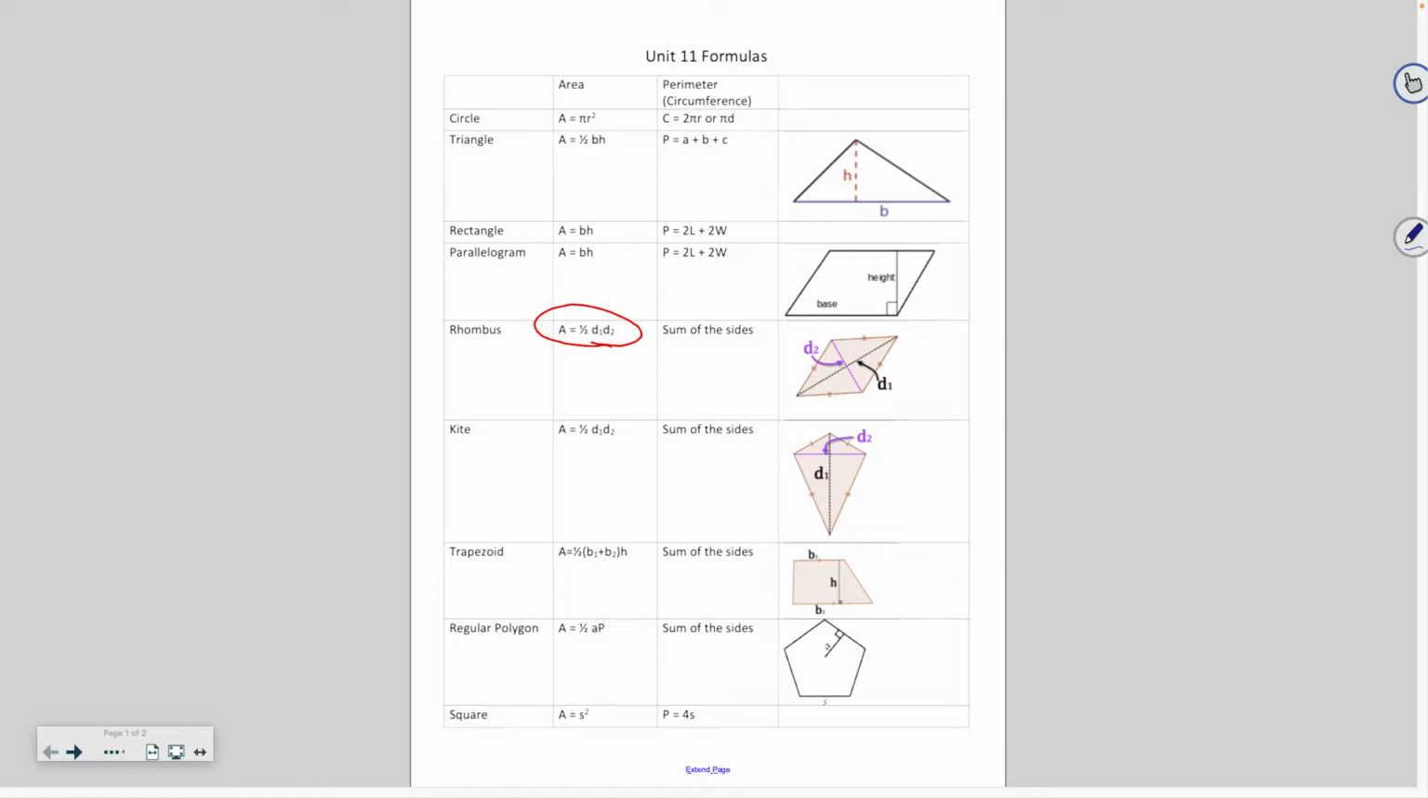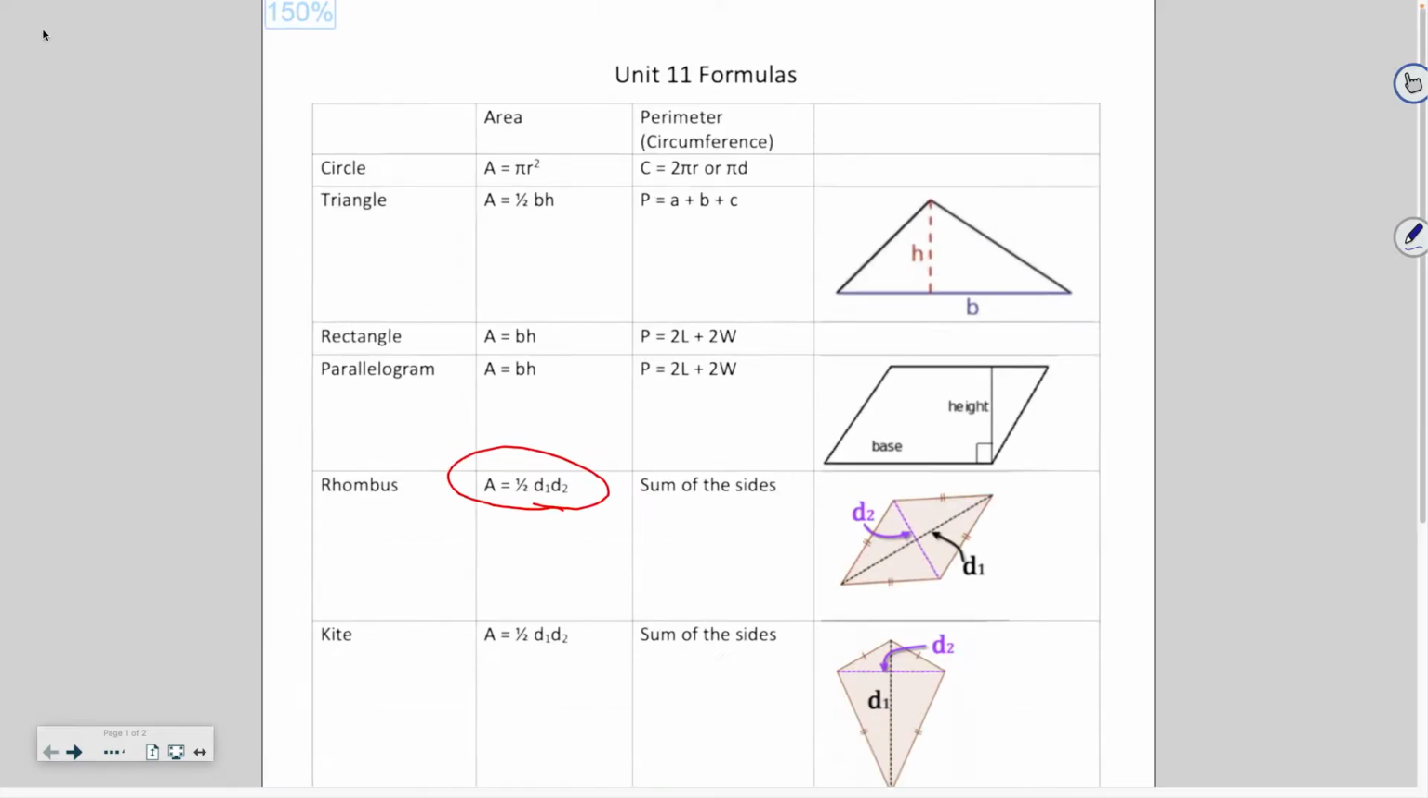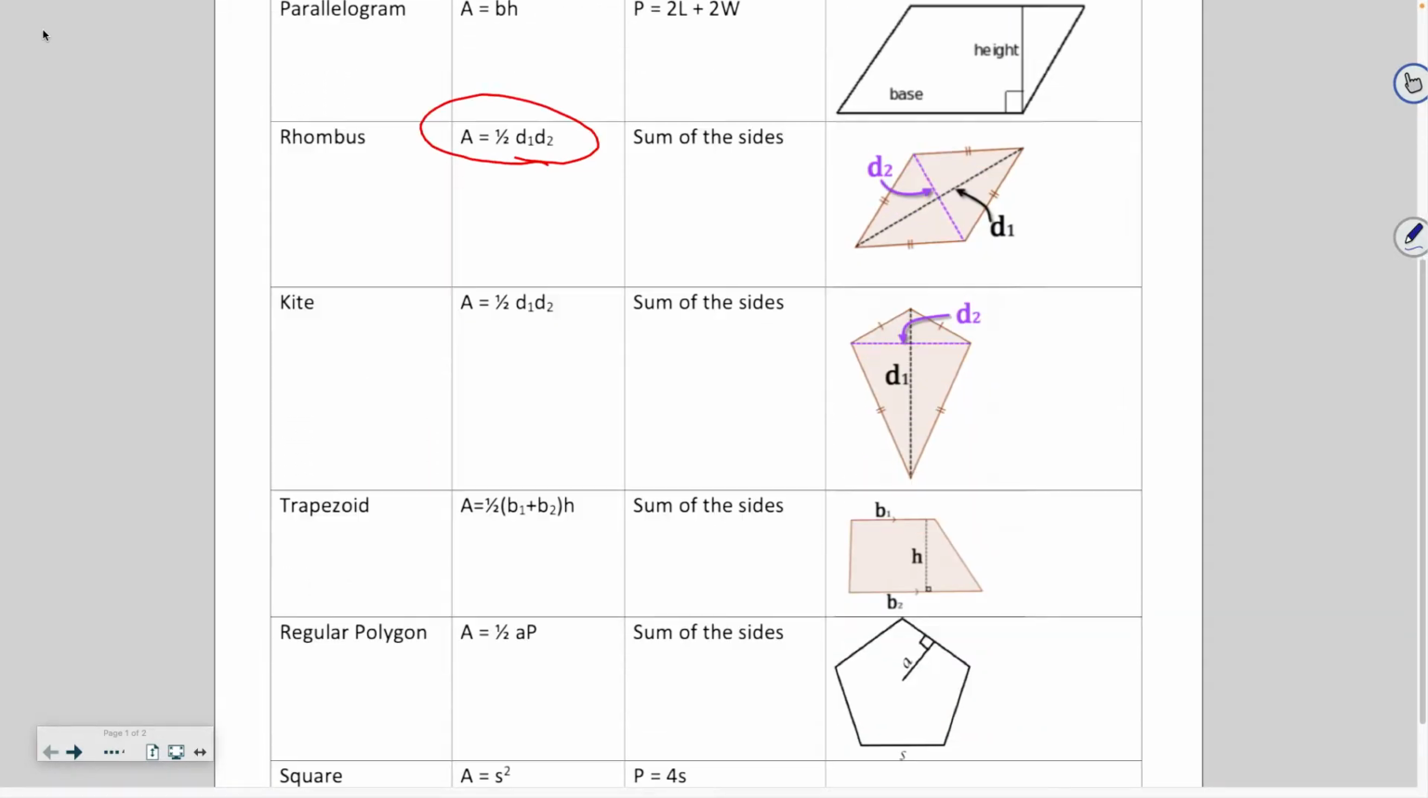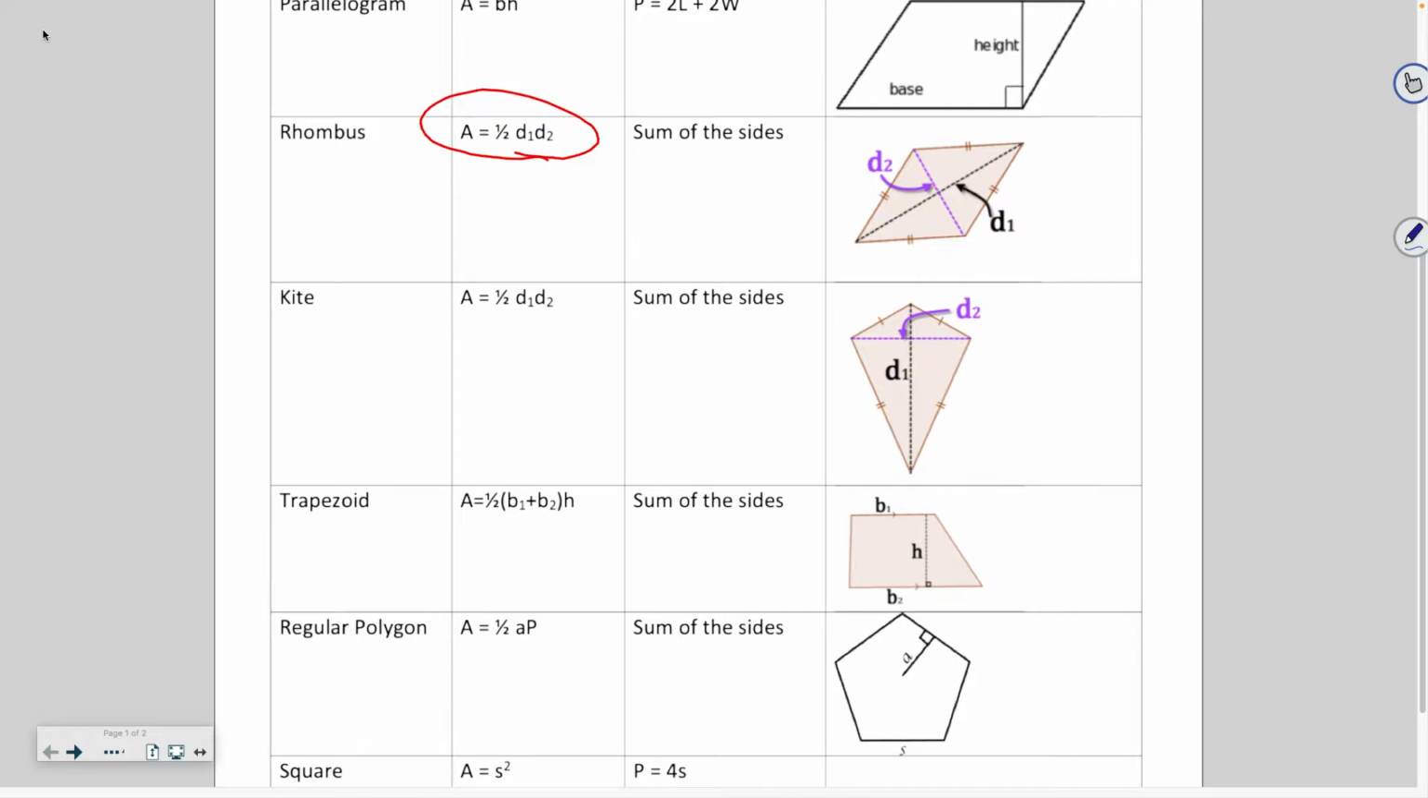Alright, so with diagonal 1, would that just be all the way to where the area is set? No, all the way across. All the way across. Okay, kite. It is also 1/2 diagonal 1 times diagonal 2. And of course, the perimeter, we're just adding up all the sides.